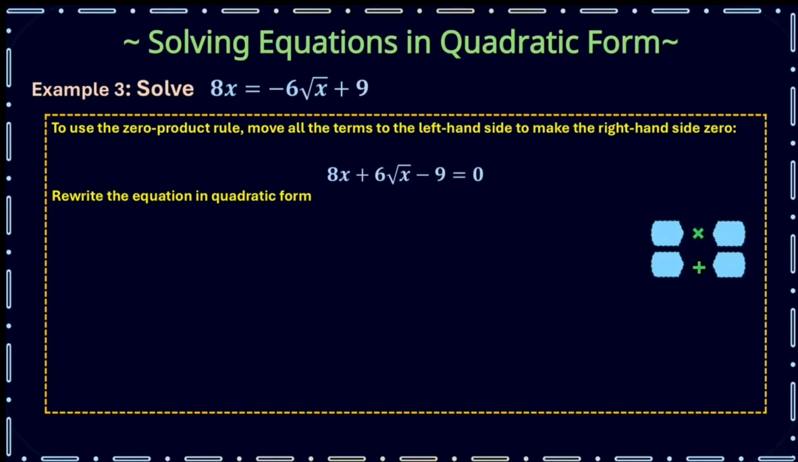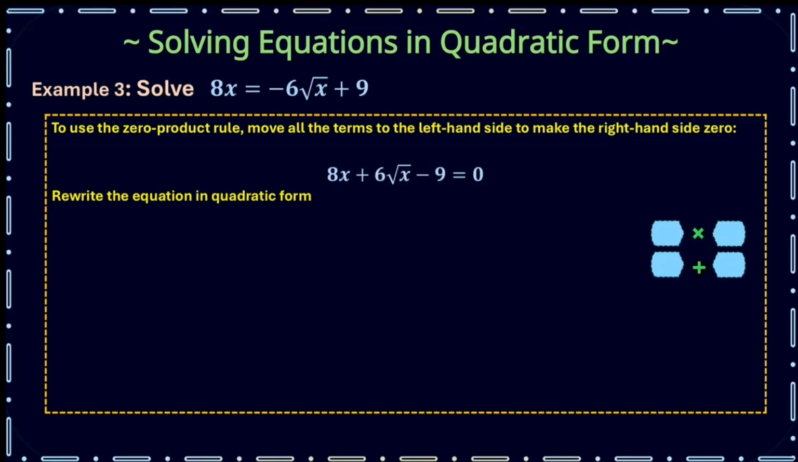Example 3 is not directly a quadratic. First of all, let's look at it. We have 3 terms, but the degree of this equation is not 2. But what I've done, since this equation is nonlinear, is to move the 2 terms on the right to the left hand side. So I added 6 root x and I subtracted 9. But what we need to do is write this trinomial in quadratic form.